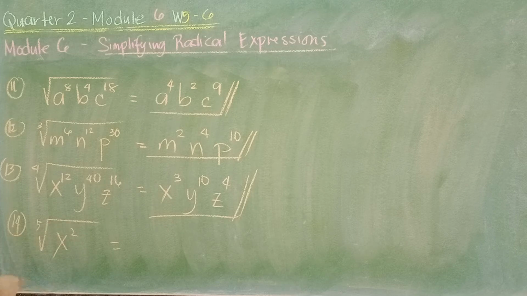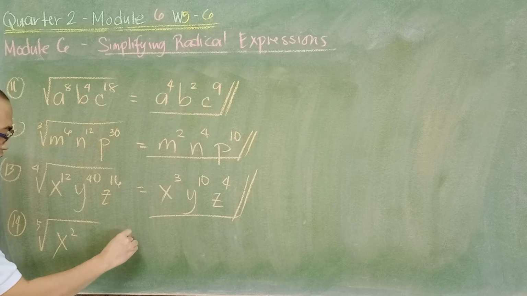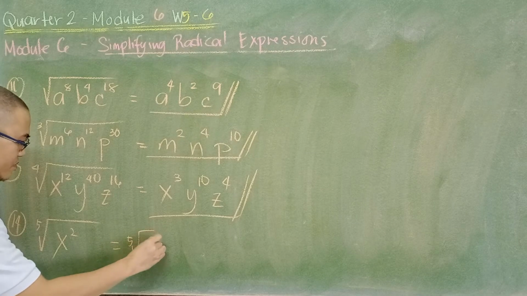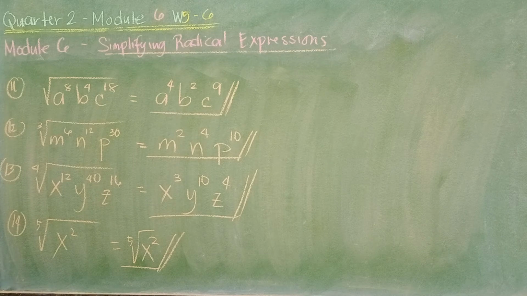Kung mas mababa, halimbawa ito 5, yung index, tapos yung exponent mo 2, mas mababang number, hindi mo na siya pwedeng i-simplify. So basically, yung answer mo dito is 5th root of x raised to 2 pa din. Kasi hindi mo na pwedeng divide to dito. Kailangan mas mataas or equal dito sa index. Ganyan.